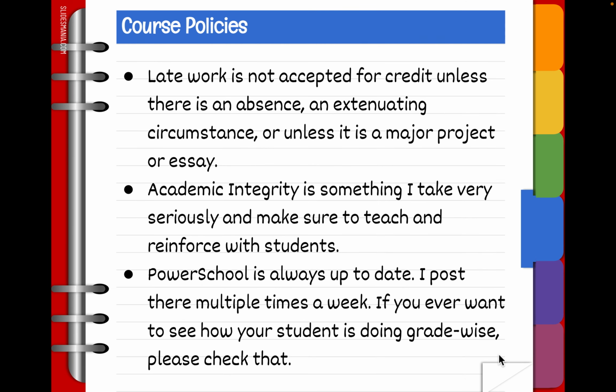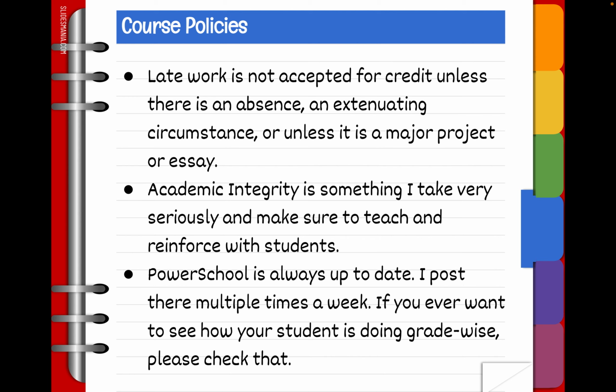When it comes to things about my course, I do not accept late work for credit unless, of course, there's an absence or an extenuating circumstance of some sort, or, of course, I will always accept a major project or essay late. Academic integrity is something I take very seriously, and I make sure to teach and reinforce it to the students with several lessons, as well as use Turnitin.com as a resource so that when students are passing in major projects or essays, they could potentially check themselves before they have any academic integrity issues.